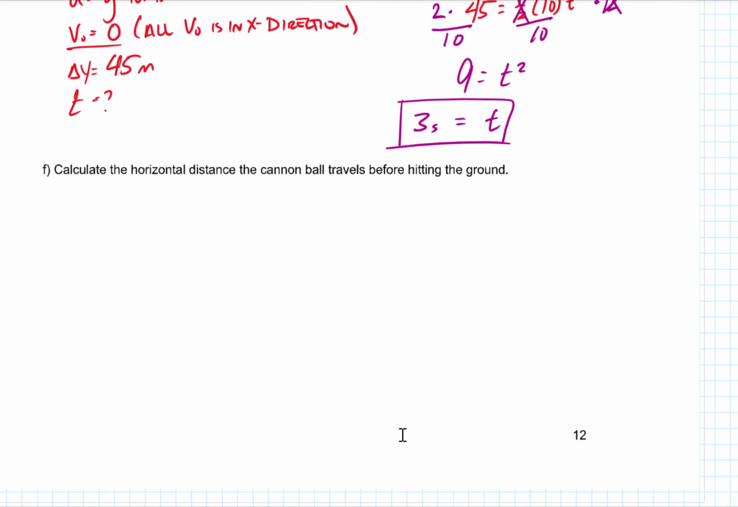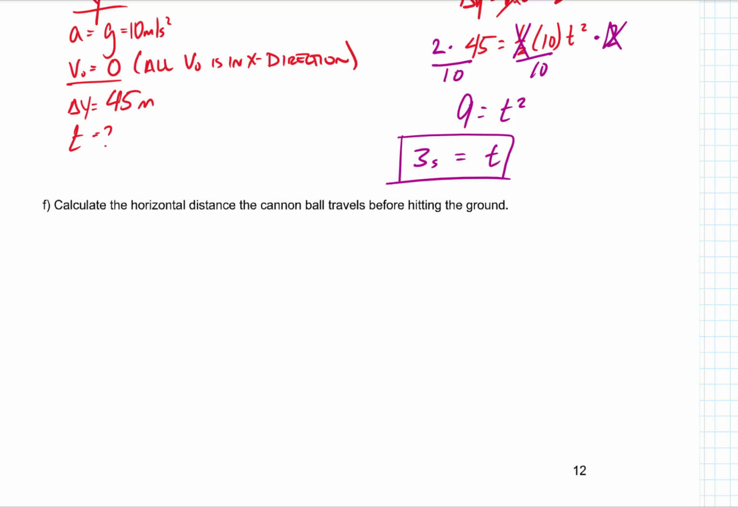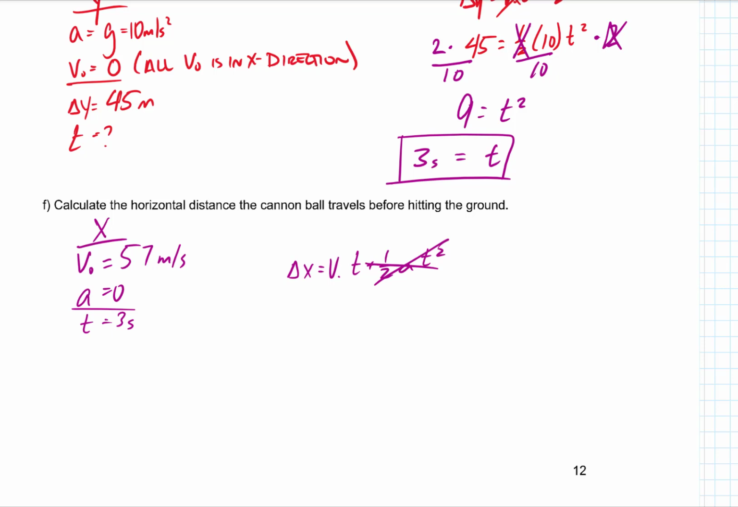Calculate the horizontal distance the cannonball travels before hitting the ground. Well, that's an x direction problem. In the x direction, the initial velocity is 57 meters per second. The acceleration is 0 because there are no x forces. The time is 3 seconds. And I want delta x. We're going to use the same equation, delta x equals v0t plus 1/2 at squared. But since the acceleration is 0, that whole side goes away. And our delta x is 57 times 3.